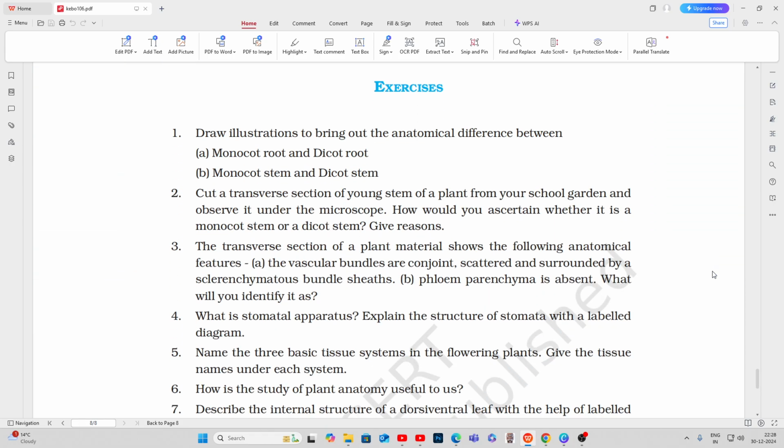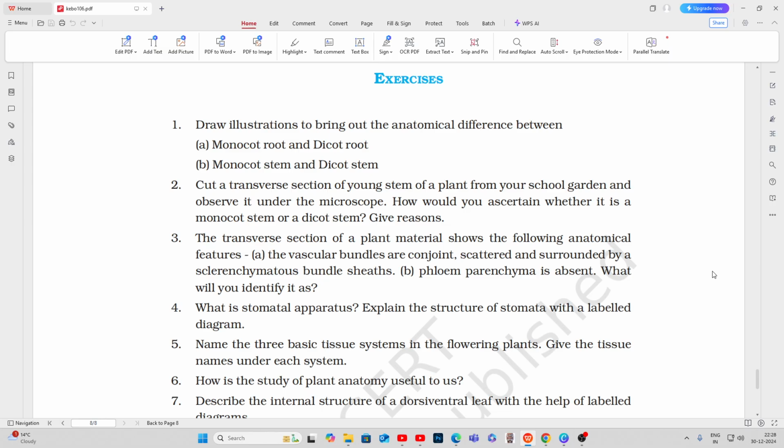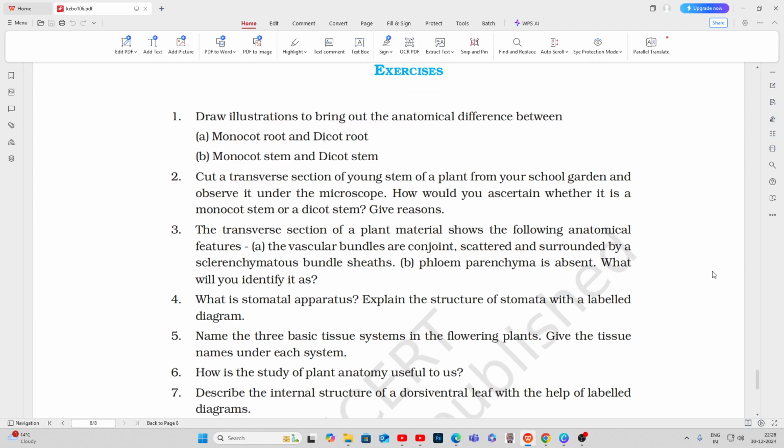Exercises. 1. Draw illustrations to bring out the anatomical difference between A. Monocot root and dicot root. B. Monocot stem and dicot stem. 2. Cut a transverse section of young stem of a plant from your school garden and observe it under the microscope. How would you ascertain whether it is a monocot stem or a dicot stem?